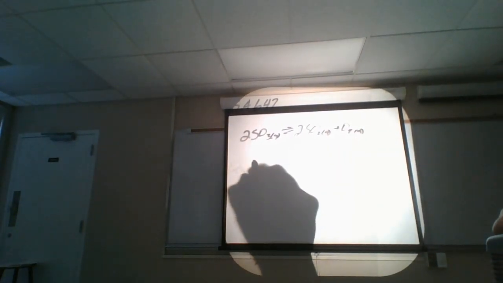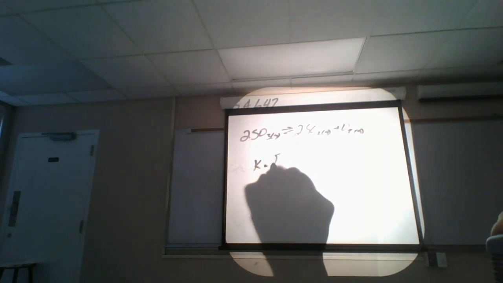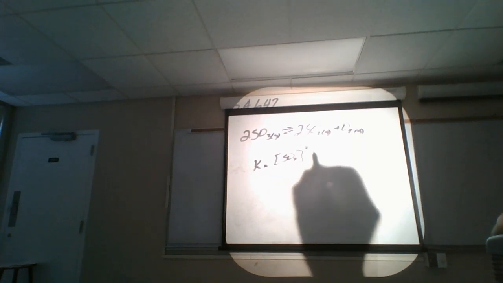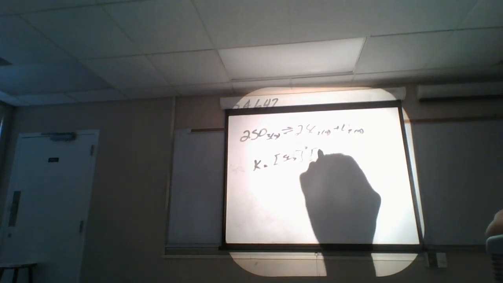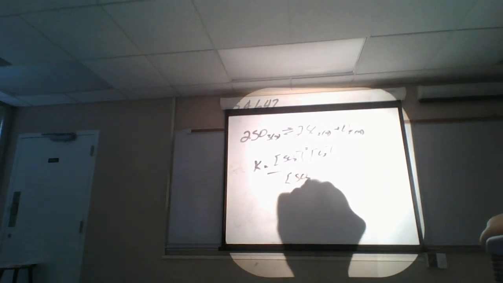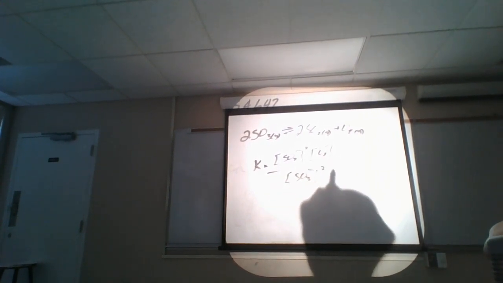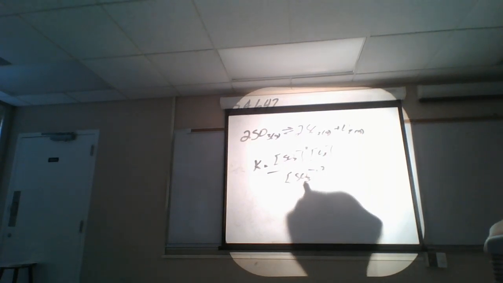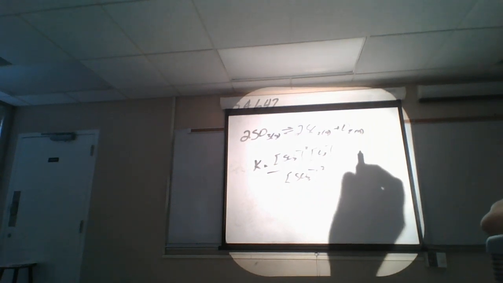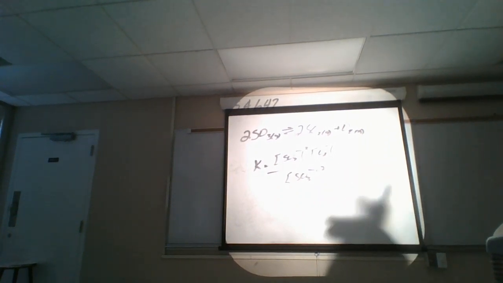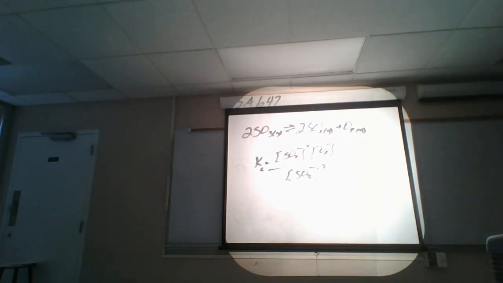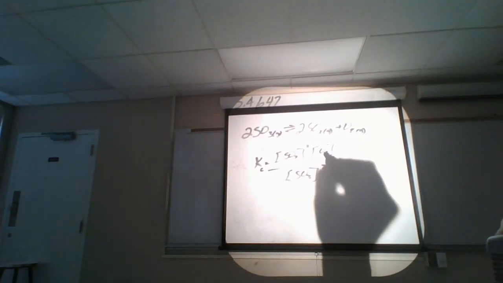The K expression, of course, is the bracket SO2 squared times O2 divided by SO3 squared. Products on top, reactants on bottom, each raised to the power of their coefficient. Got it? Okay. That's how to write a K. This is called a Kc, by the way. Called Kc because these are molarities.